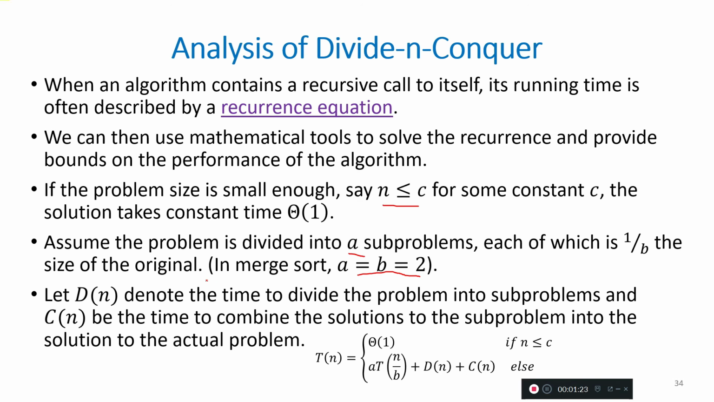Now let D of n be the time to divide the problem into sub-problems. That is, D of n is the time taken to calculate the middle point q. Let C of n be the time to combine the solutions of the sub-problems to get the solution to the actual problem. With all these definitions in place, we would have this recurrence equation, where T of n is the worst case running time of the algorithm which is designed using divide and conquer approach. It would be equal to theta 1 if the size of the input is less than or equal to some constant c, or it would be a recurrence equation in terms of T if n is greater than c.